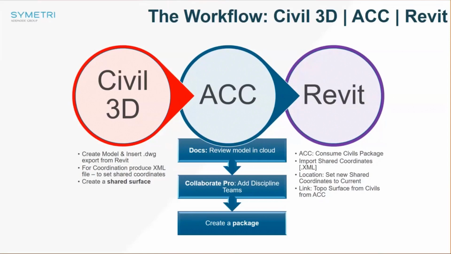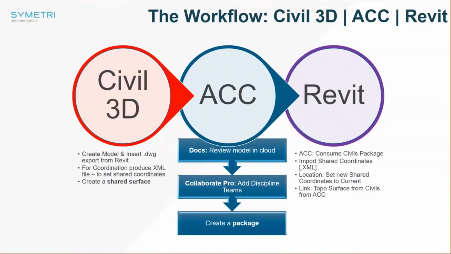And then what we can do is have a look at the Collaborate Pro feature where we can add disciplines, we can add teams to our swim lane, and we can create a package from that. So the package houses all of the data that has been produced at this stage, either from the Civil 3D perspective or even from the Revit perspective, as information is being exchanged back and forth.